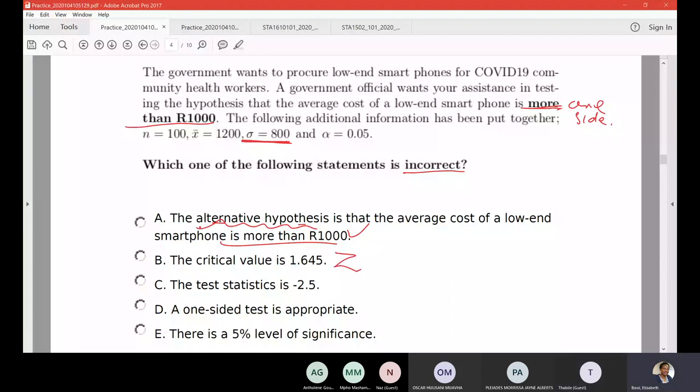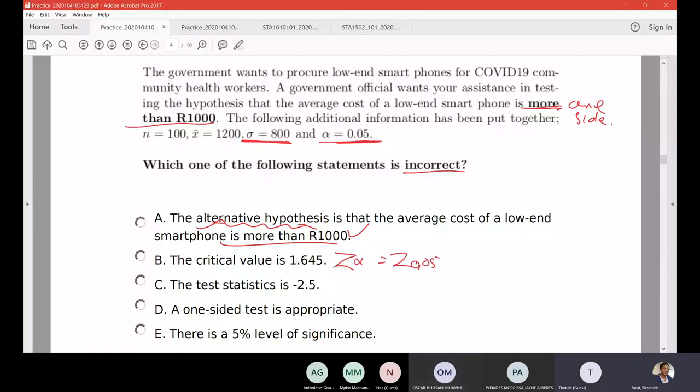And if I'm going to find a Z critical value, this says my alpha is 0.05, so therefore I must find my Z alpha. Because it's a one-sided test, remember that, don't get confused, we're going to find only Z alpha, not Z alpha divided by two. We only find Z alpha divided by two if it's a two-sided test.